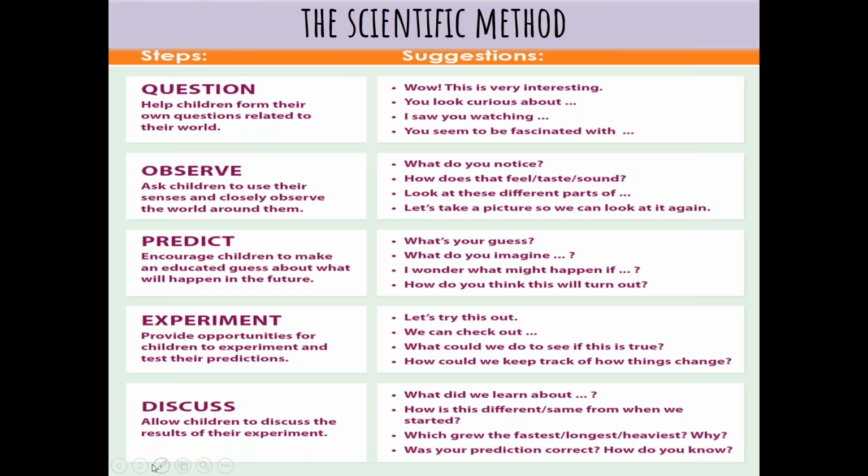And then comes the discussion. You're going to allow children to discuss the results of their experiment. What did we learn about? How is this different or the same from when we started? Which grew the fastest, the longest, the heaviest? Why? Was your prediction correct? How do you know? So these were all just some suggestions of how you can really use all of those steps in the scientific method.